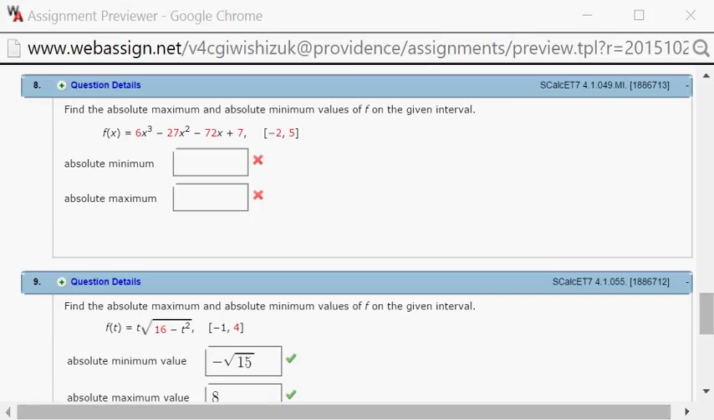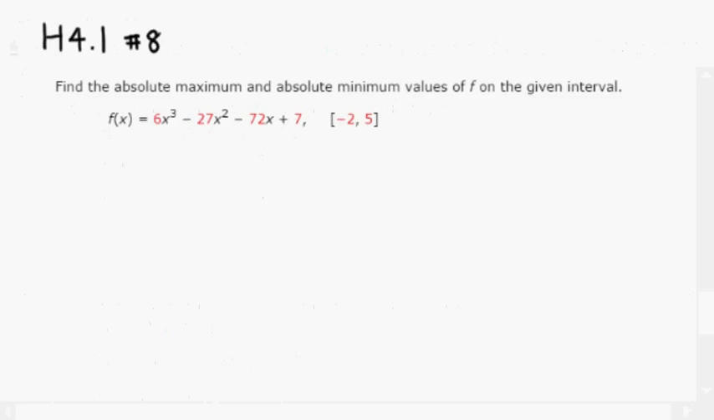Alright, let's look at homework 4.1, problem number 8. We want to find the absolute max and the absolute min value of this function over this closed interval from -2 to 5. Alright, so let's do that. First we need to take the derivative.